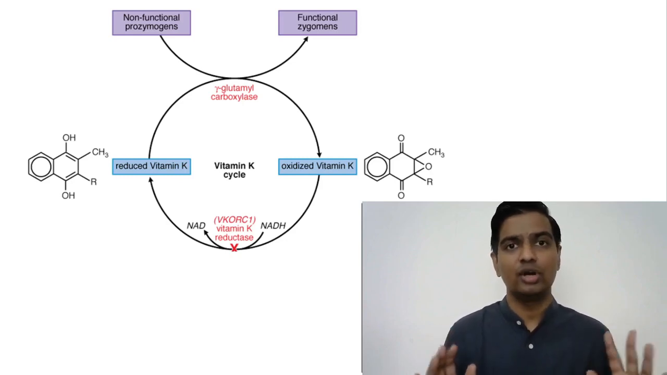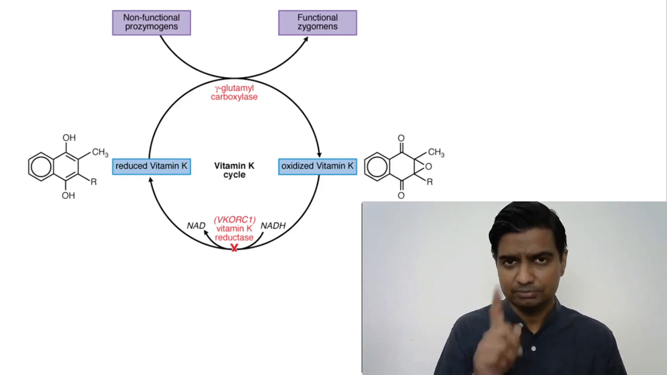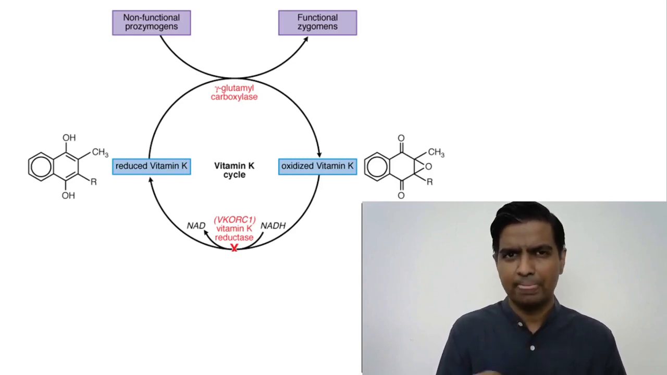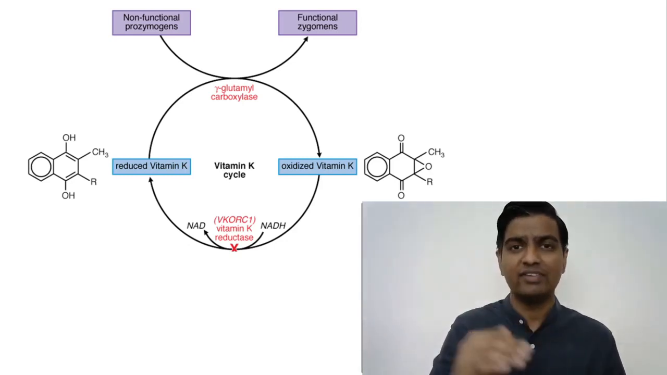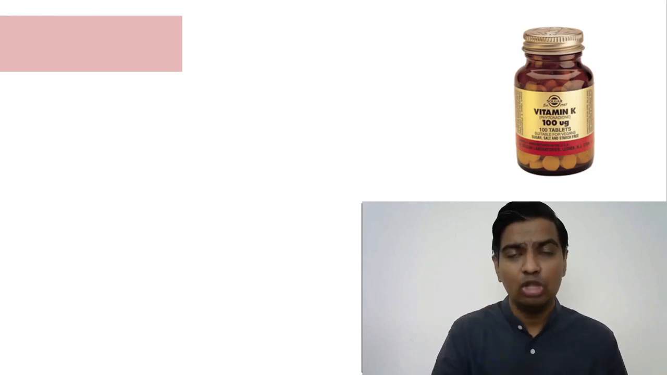But I hope you have got this. Remember, no vitamin K, no action of gamma glutamyl carboxylase, no functional zymogen, no clot, which means, now this is very important, absence of vitamin K leads to fallen clotting factor, which leads to bleeding. Give vitamin K in all those people who have low vitamin K so that they don't bleed.